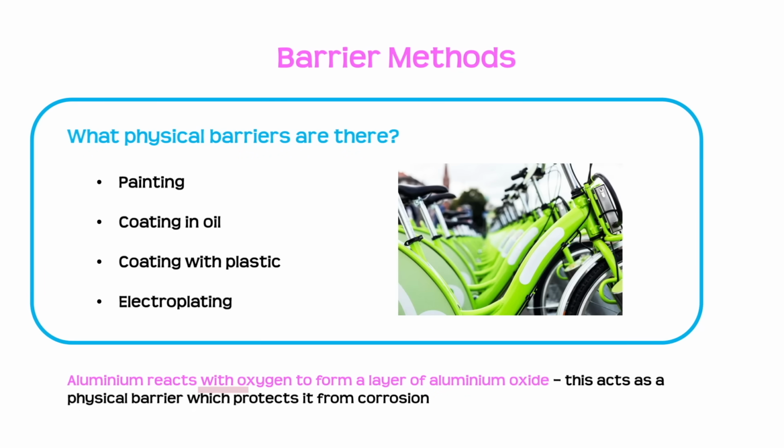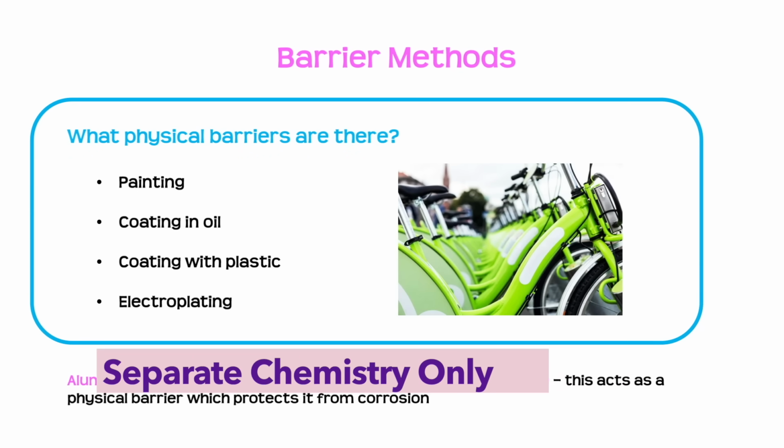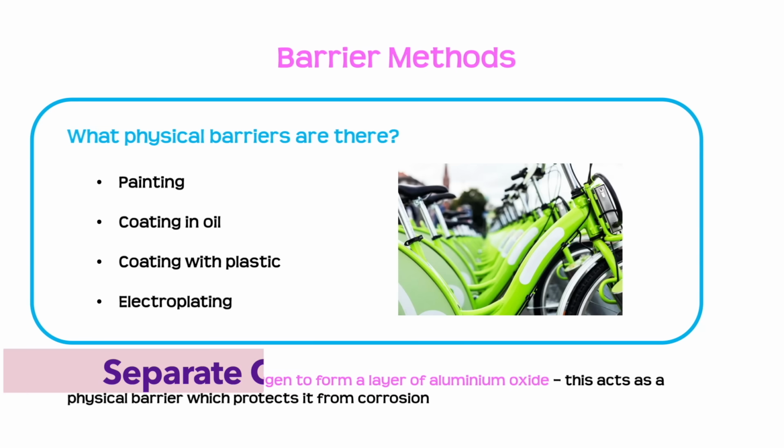There are several different physical barrier methods that we can use. We can do painting, coating in oil, coating with plastic and electroplating. And this applies to the oxidation of all of the different metals, particularly focusing though on rusting of iron or steel. If we look at aluminium though, aluminium is quite a special metal because it reacts with oxygen and ends up forming a thin layer of aluminium oxide. Well, this acts as its own physical barrier and it protects it from corrosion.